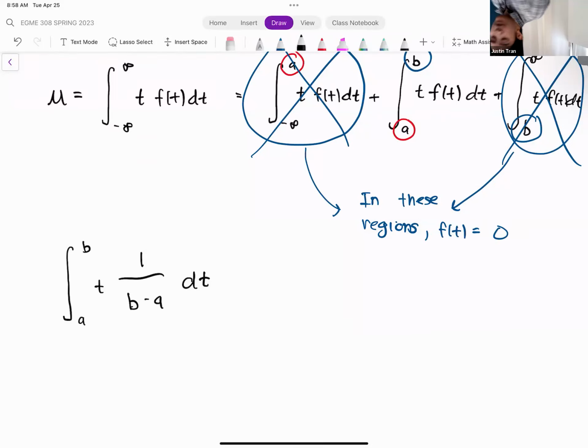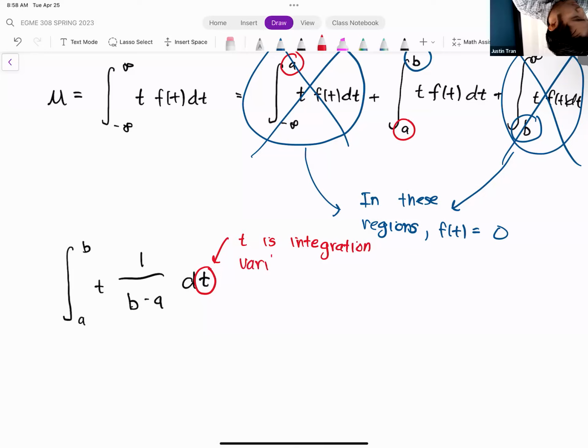Let's go ahead and perform this integration. For this problem, since we are integrating over t, t is our integration variable. Anything that's not t, we can go ahead and factor out. So 1 over b minus a, that's just a constant. So let's have 1 over b minus a, integral from a to b.